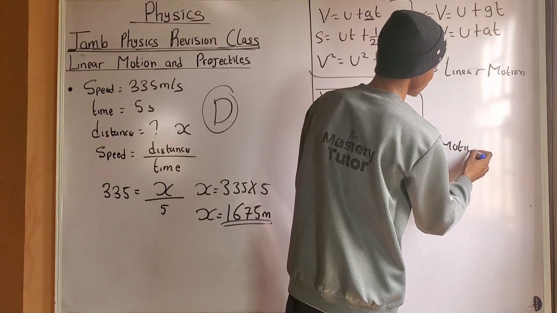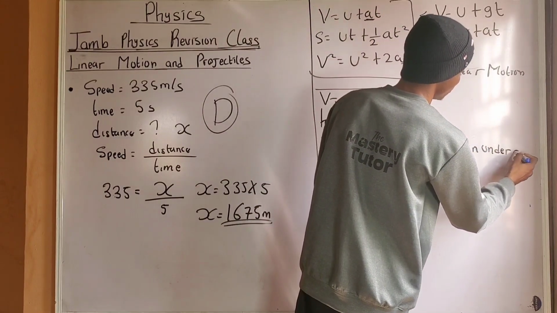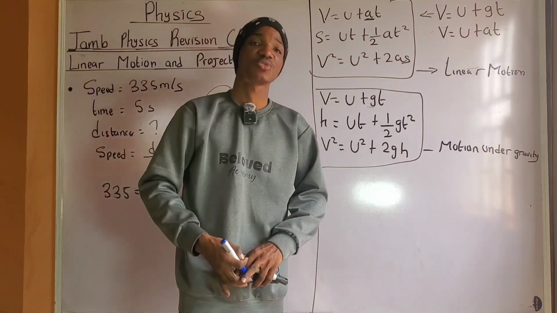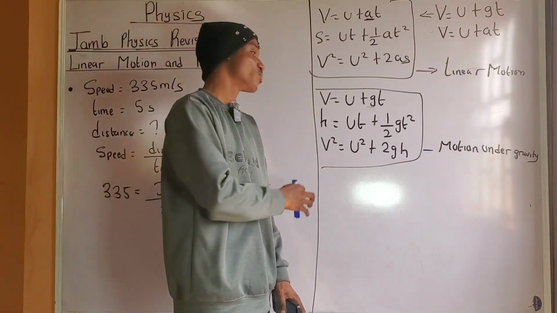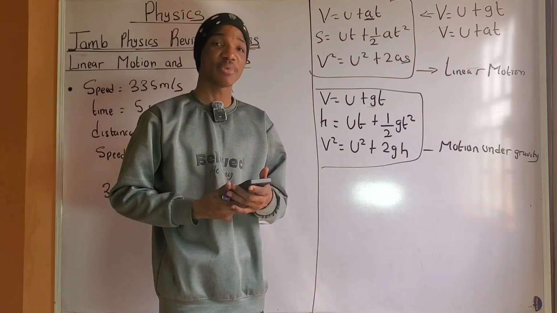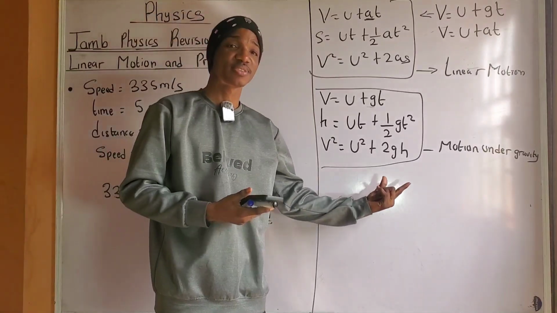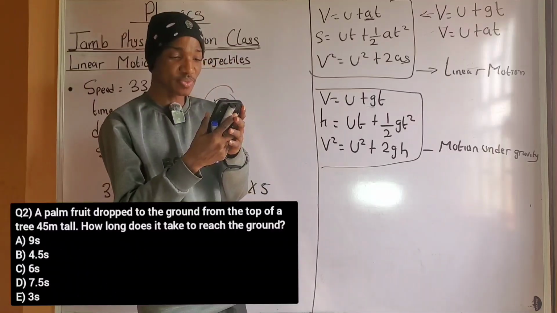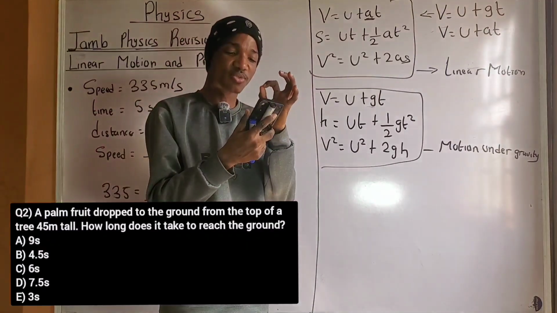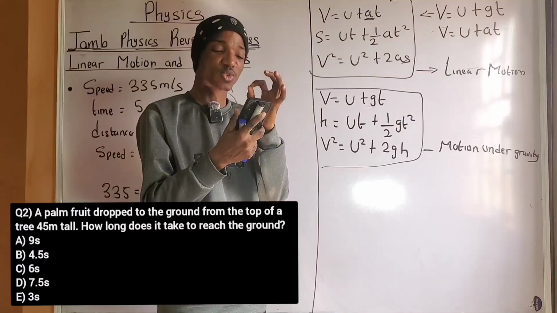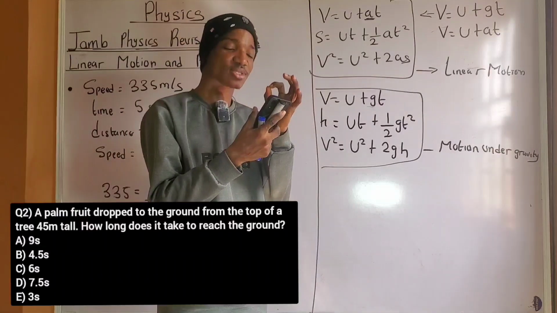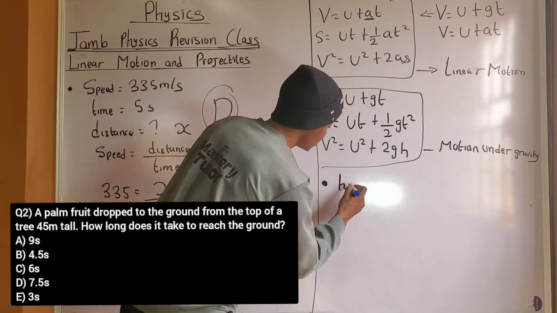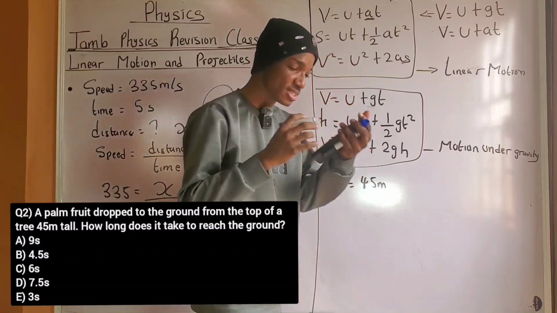Motion under gravity. This equation, they are the equation of motion of an object under gravity, and we're going to make use of one of it to answer the second question, okay? By the way, if you want to learn more on this, there is a link in the description of this class. Kindly check the link, okay? So let's proceed with our question. A palm fruit dropped to the ground from the top of a tree 45 meters tall, okay? How long does it take to reach the ground? Now, the height of the tree, that question now, h equals to 45 meters. Are you getting it?